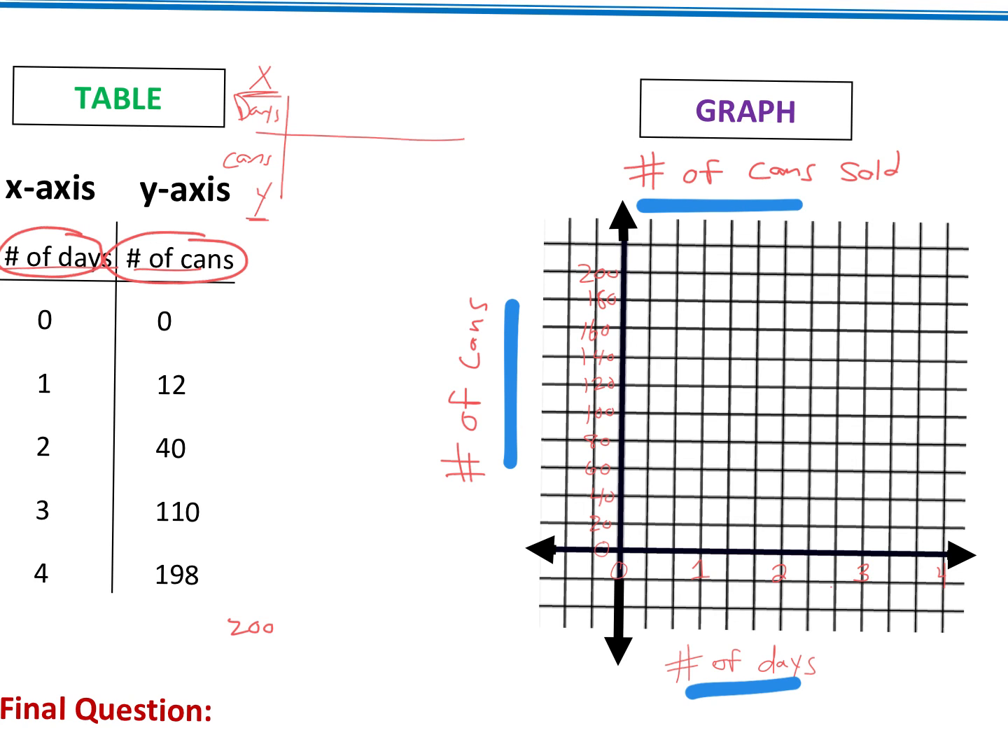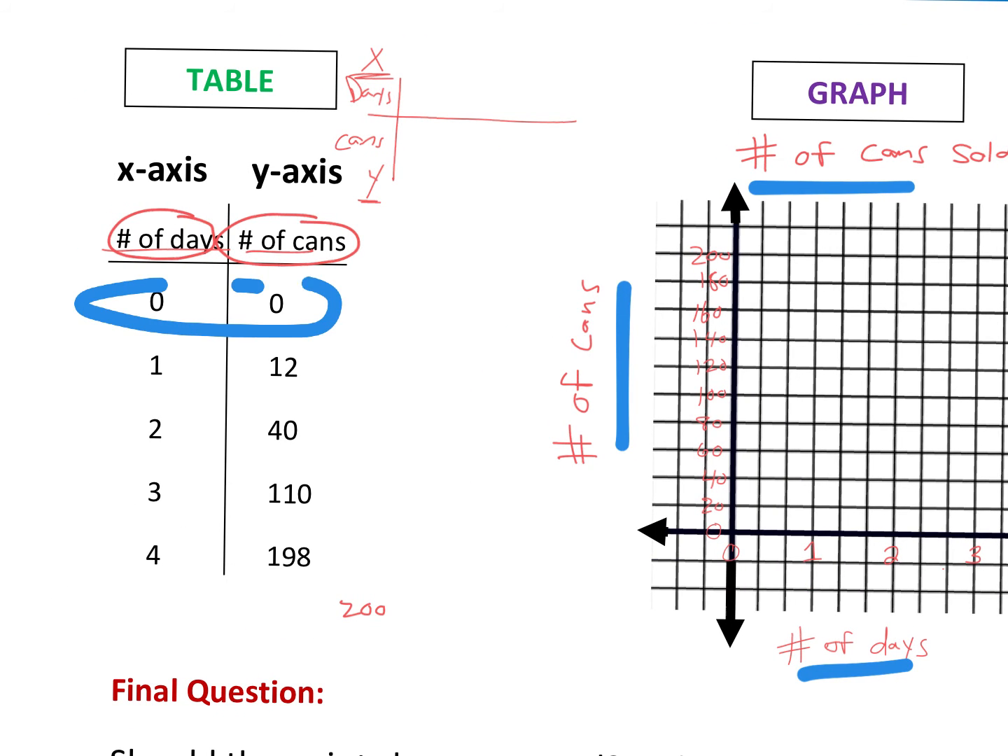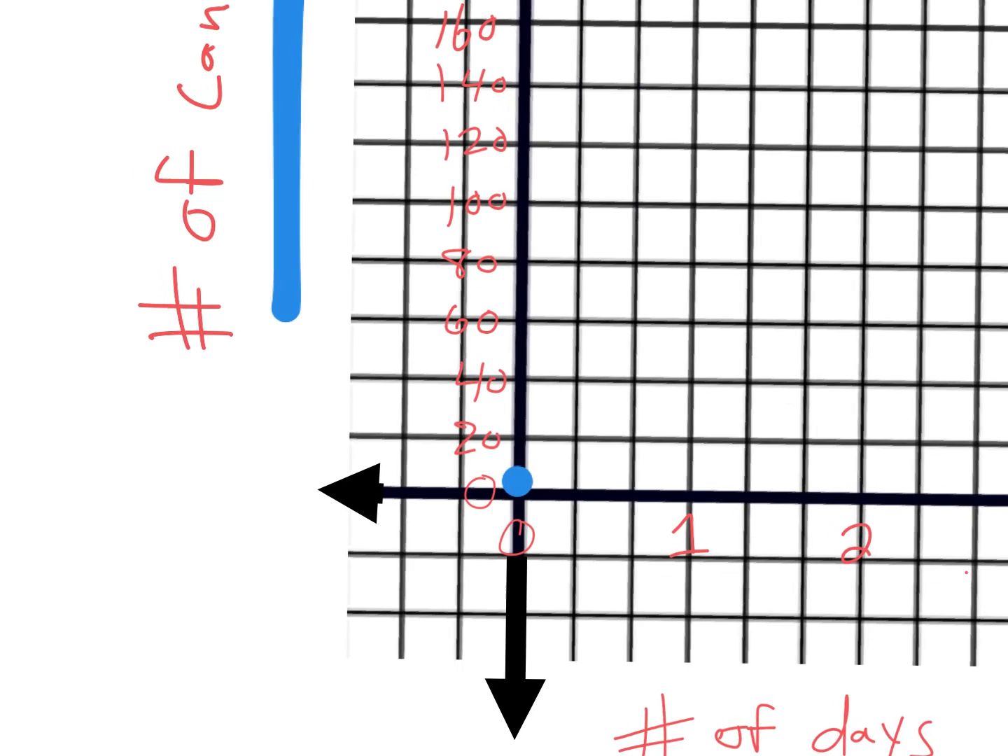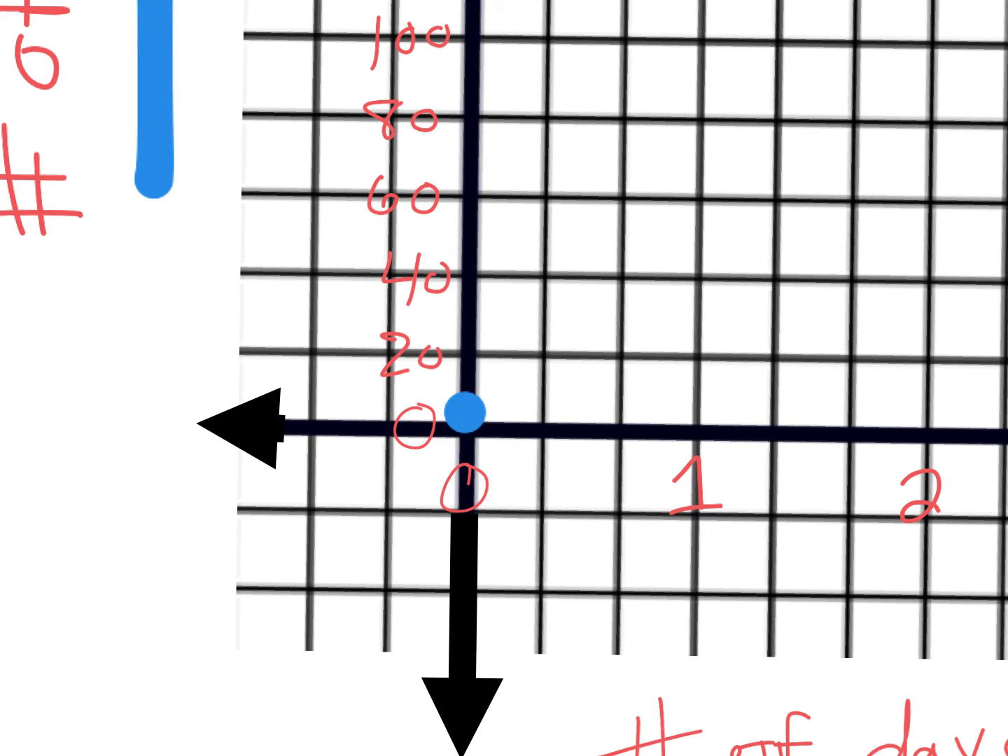So now the only thing left to do is to plot our points. So first point is 0, 0. We're going to put that point right there on 0, 0. And the second one is 1, 12, so our X is 1, our Y is 12, so we're going to zoom in here. So our X is 1, and then we don't have a line for 12. So we're going to have to estimate it's somewhere between 0 and 20. So it's not going to be an exact point there, but we're going to estimate it.